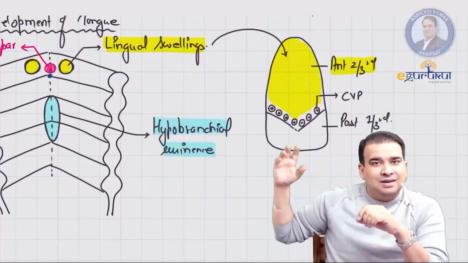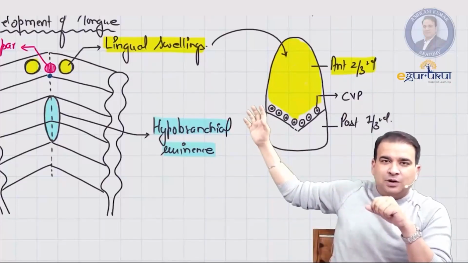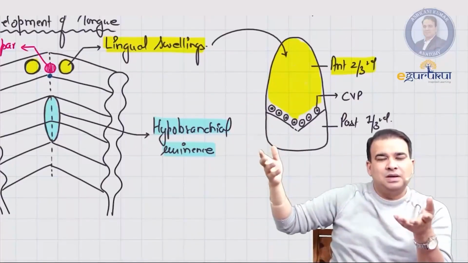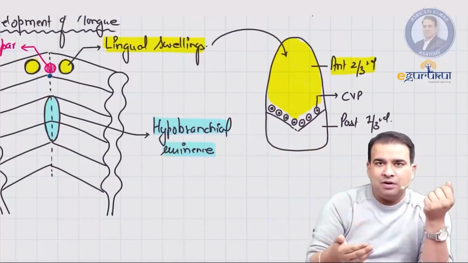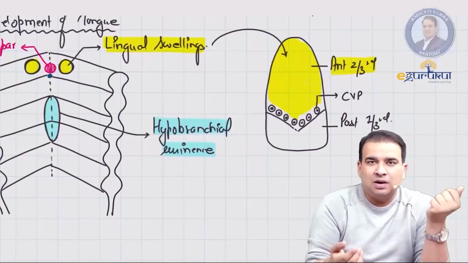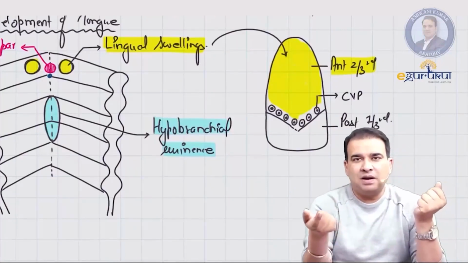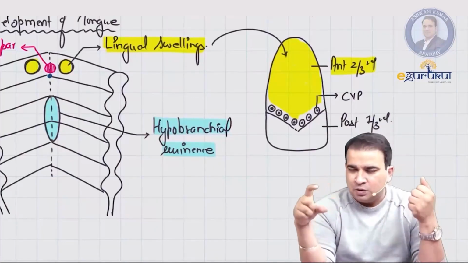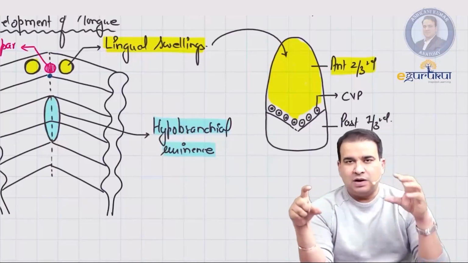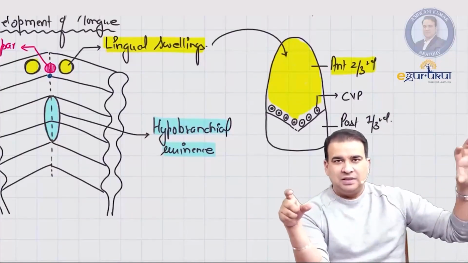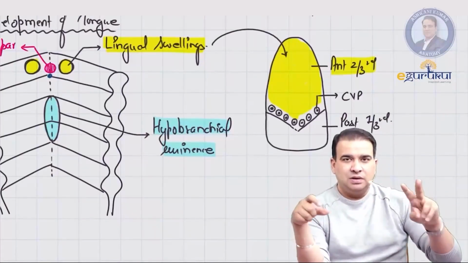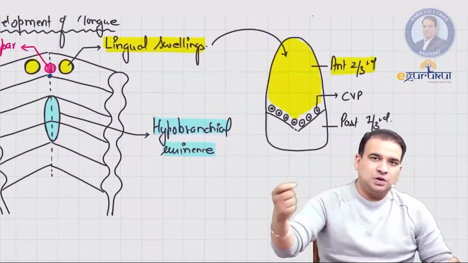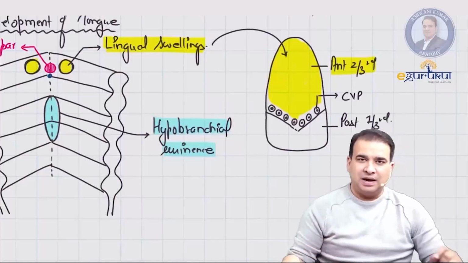And if you look at the anterior 2/3 of tongue, the nerve supply to the anterior 2/3 of tongue is again the same. General sensation is by the mandibular nerve, or you can say that is lingual, and the taste sensation is by chorda tympani. So from the nerve supply point of view also, it makes perfect sense that the anterior 2/3 of tongue is derived from the lingual swelling of the first arch, and the first arch is supplied by two nerves. One is carrying the general sensation and one is carrying the taste sensation from the anterior 2/3 of tongue.